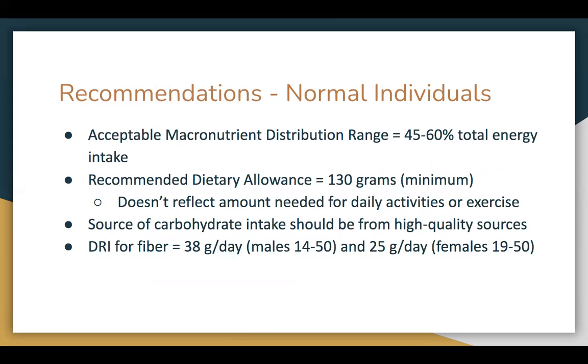So the recommendations for normal individuals differ from those recommended for active individuals. The acceptable macronutrient distribution range is between 45 and 60% of your total energy intake. And the recommended dietary allowance is 130 grams, but this doesn't reflect the amount needed for daily activities or exercise. And it is recommended that the source of carbohydrate intake should be from high quality sources.